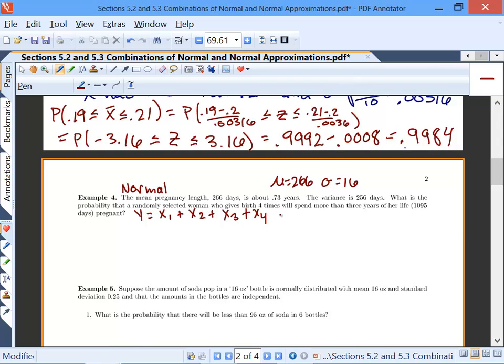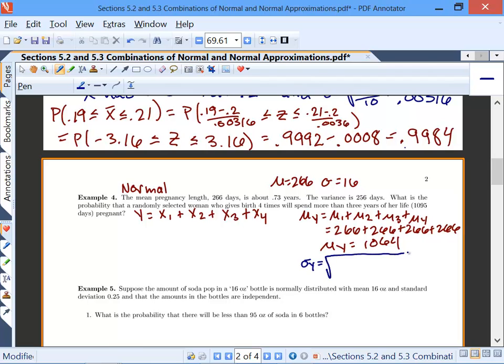If that's our y, we know it will still be normally distributed, so what will be the mean of y? How could you find the mean of this new random variable? We could take the first mean plus the second mean plus the third mean plus the fourth mean. So 266 plus 266 plus 266 plus 266 tells me that my new mean is 1,064. We also need to find our new standard deviation. Remember, we don't have formulas for standard deviation, but we do have formulas for variance, so I can use the formulas for variance and then just take the square root.